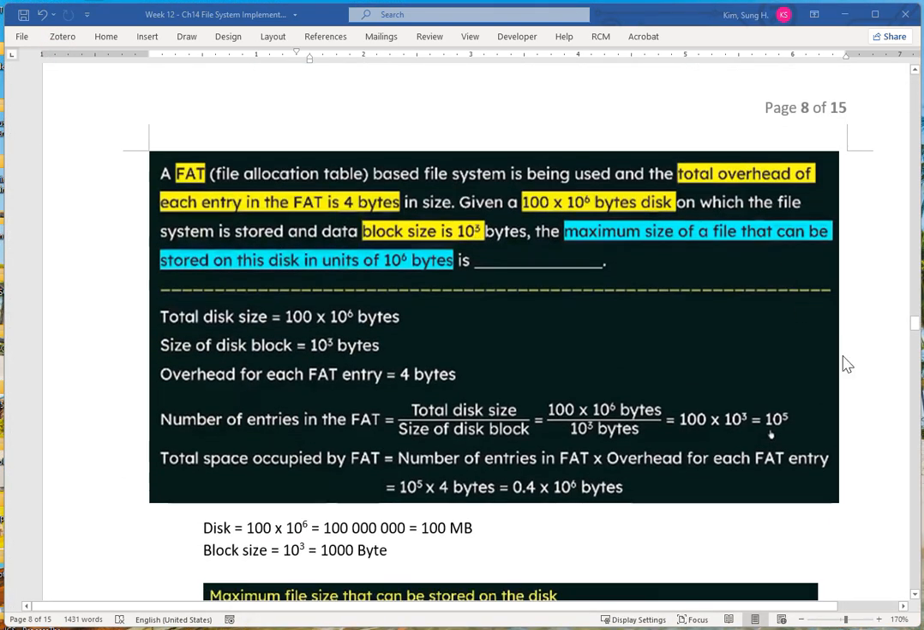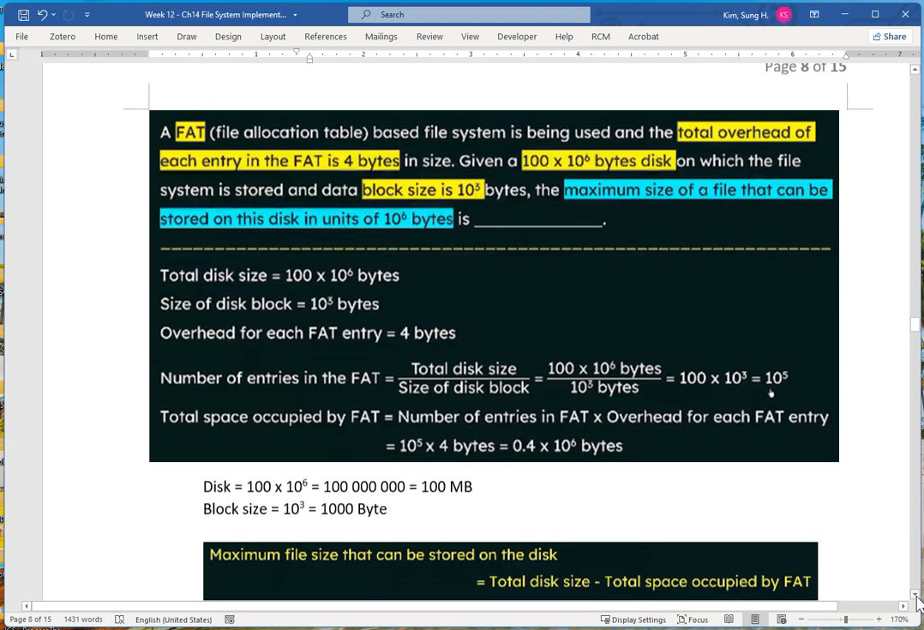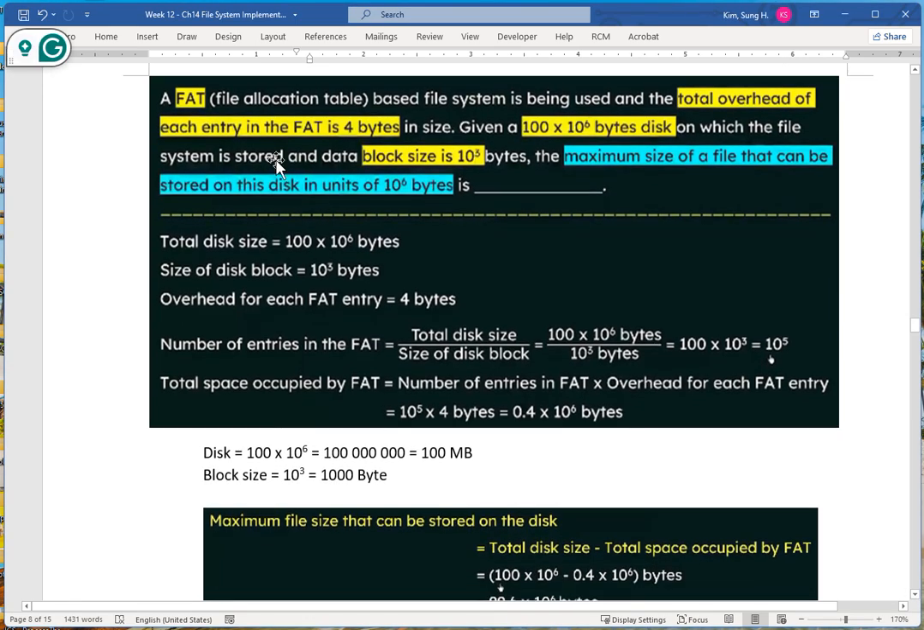All right, let's do the calculation a little bit. I'm highlighting the same question so that we can organize. We're told that the total disk size is 100 megabytes, the size of each block is 1,000 bytes, and the overhead is 4 bytes for the row in the table. The number of entries in the FAT table that you could have is the total disk size divided by each block.